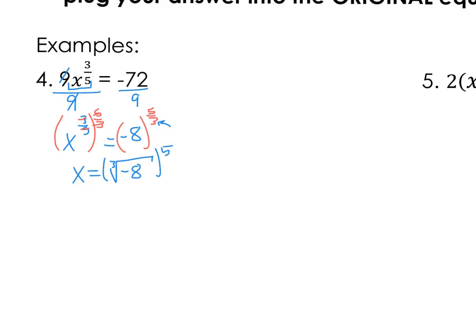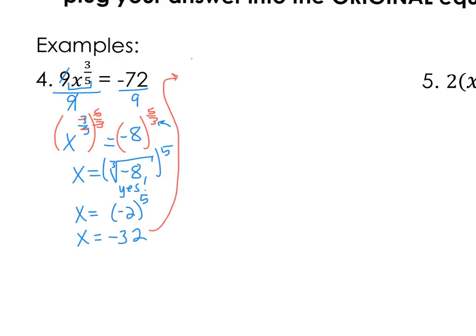Using your power chart, can we take the cubed root of a negative number? Yes. We can multiply a number 3 times and get a negative answer. That's going to equal -2. And if we raise -2 to the 5th power, that's going to equal -32. X equals -32 is our potential solution. Go back up to the original to check it.